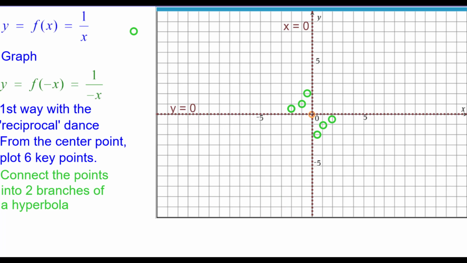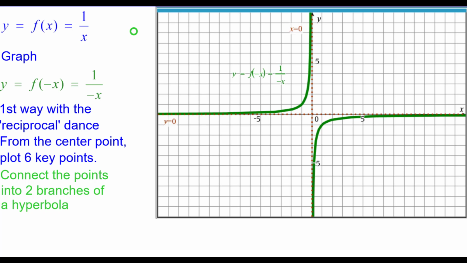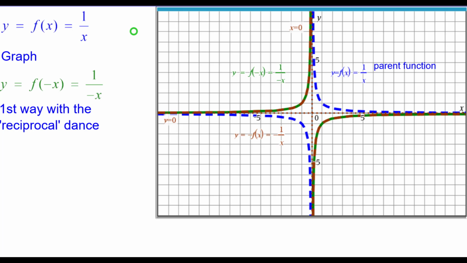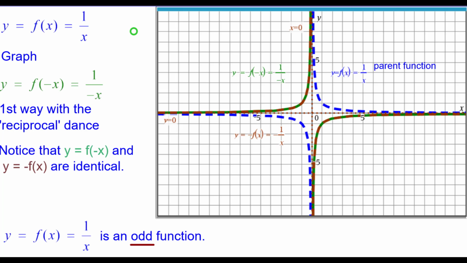We'll connect the points with 2 branches of a hyperbola. So there's our graph. Comparing that to the parent function, you can see that those 2 functions are not the same, so this function is not even. If we look at y equals the opposite of f of x, which is negative 1 over x, you can see that f of opposite of x and the opposite of f of x are identical, and that means that the 1 over x function is an odd function.